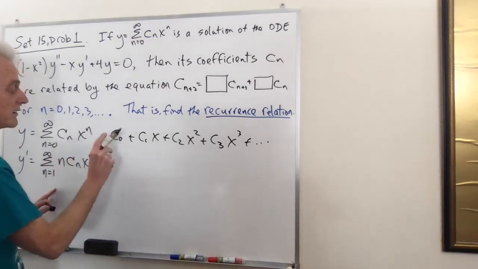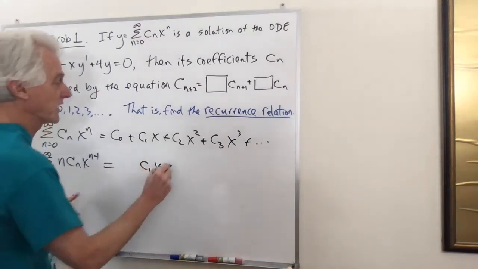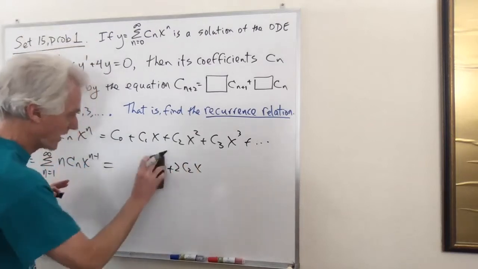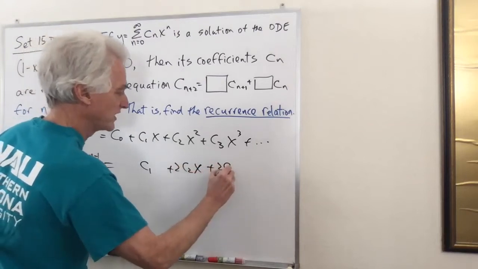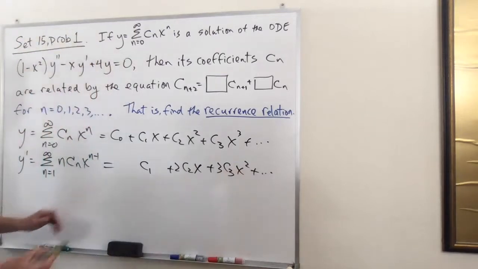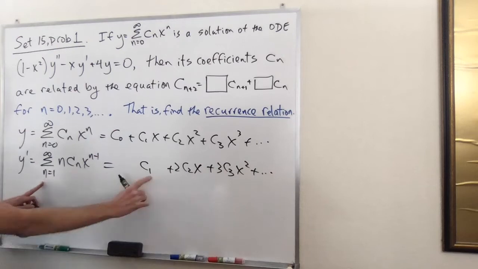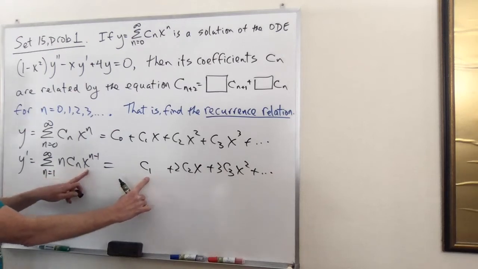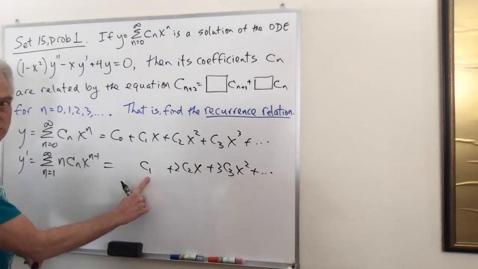And what do we get? The derivative of this constant is 0. So I start out with, sorry, I start out with c_1 plus 2c_2 x plus 3c_3 x squared plus dot, dot, dot. You see, that's why I start with n equals 1. When n equals 1, I get this term here: 1 times c_1 times x to the 0, 1 times c_1 times 1, in other words, just c_1.